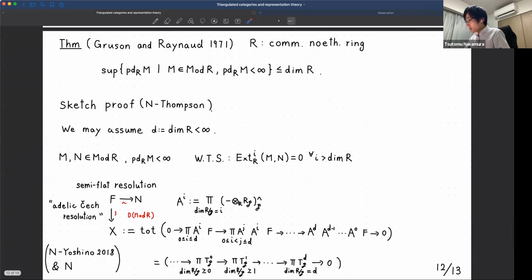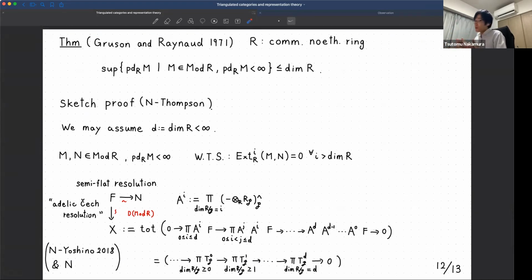So here I'd like to explain that flat cotorsion techniques allow us to recover a famous result due to Grothendieck and Reynolds, which says that the finitistic projective dimension is at most the Krull dimension of R. Such a proof using flat cotorsion modules was given by me and Thompson. So I'd like to give a sketch of the proof. And obviously, we may assume that the Krull dimension of R is finite.